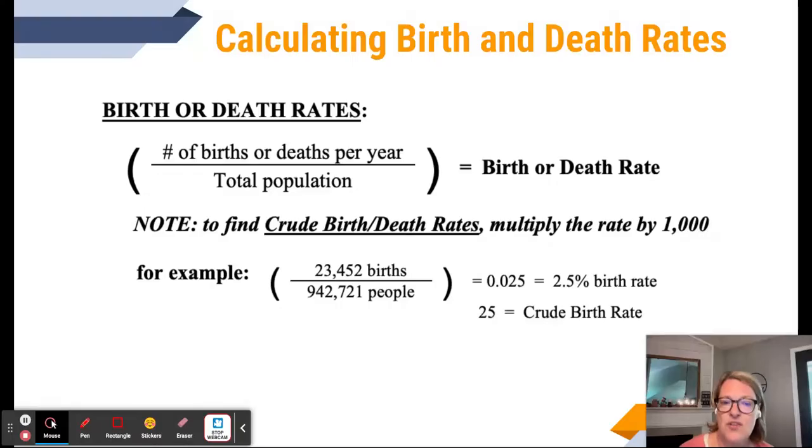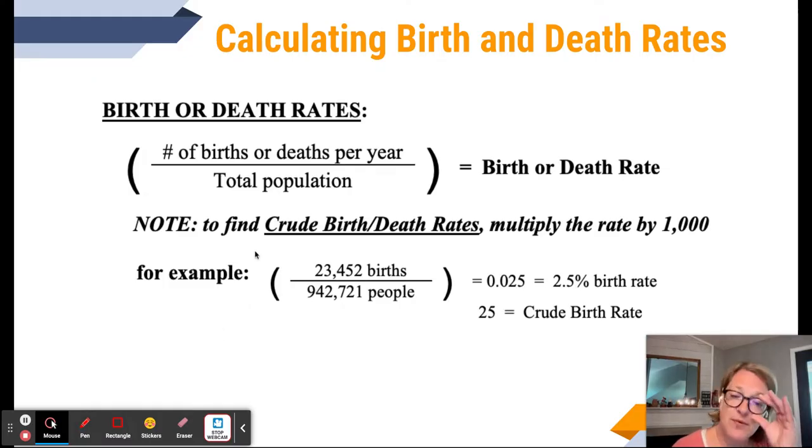To calculate either, you take the birth or the death rate divided by the total population, and that would give you a percent. You can either keep that as a percent, your birth rate, which is R, or you can change that into your CBR, your crude birth rate, by dividing that by 1,000, and that would leave you with a number. So a number per 1,000 births.